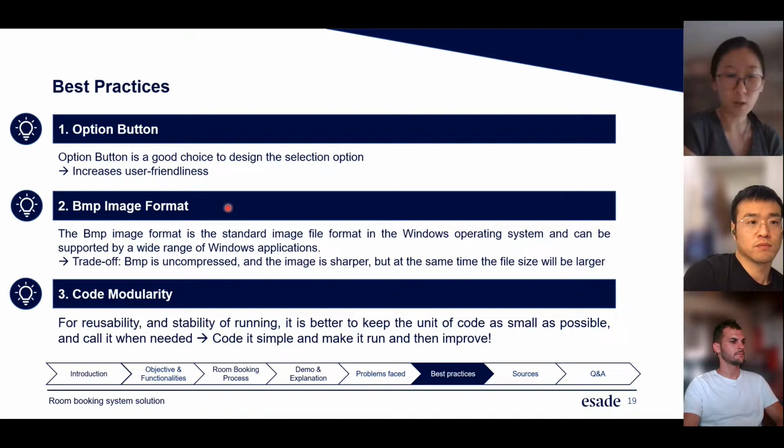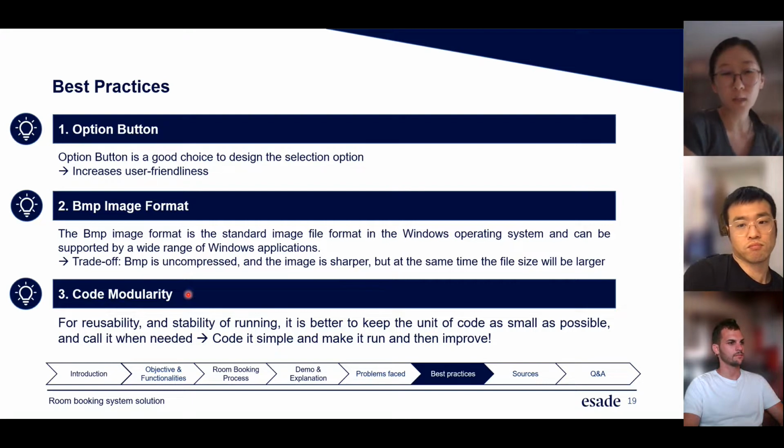The third point is code modularity. Because of reusability and the stability of code running, we found that it's better to keep the unit of code as small as possible so that we can call them whenever we need. And I think the core principle is just to keep our code as simple as possible, understandable and comprehensive, and easy to run.